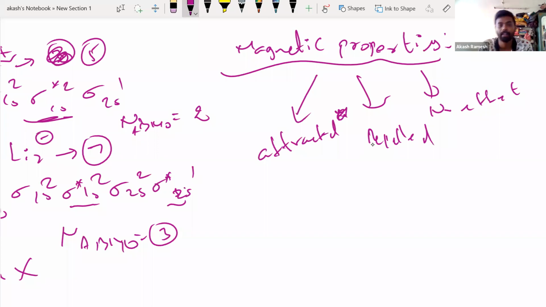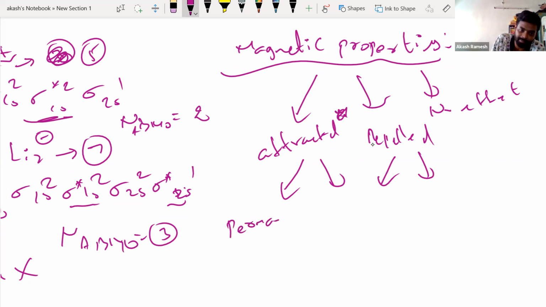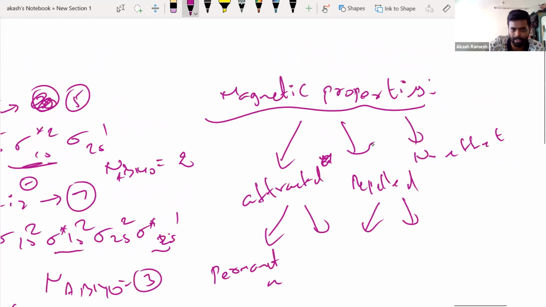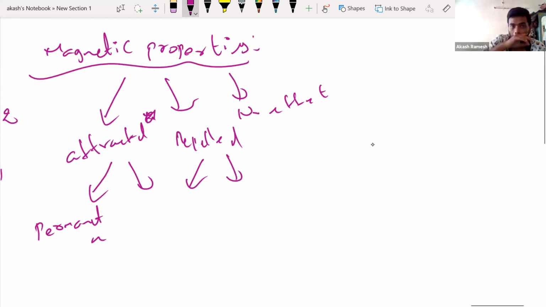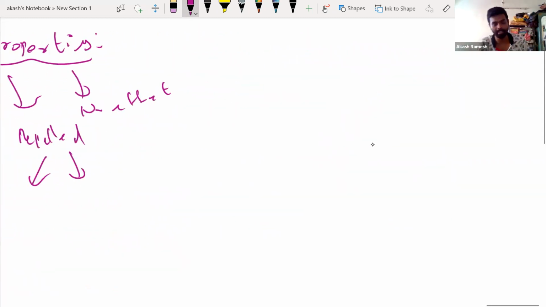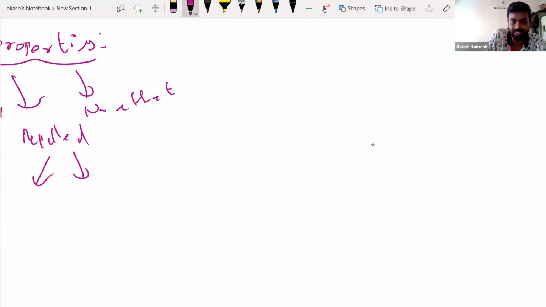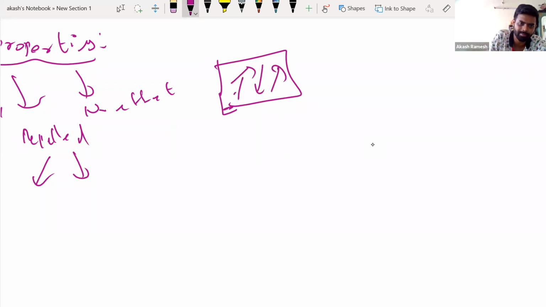Now, this attraction and repulsion can be of two types, in the sense that this can be a permanent effect, say permanently it is getting attracted. For us to understand this, all you have to understand is the arrangement of electrons. This is an atom. The arrangement of electrons inside the atom will be randomly oriented.